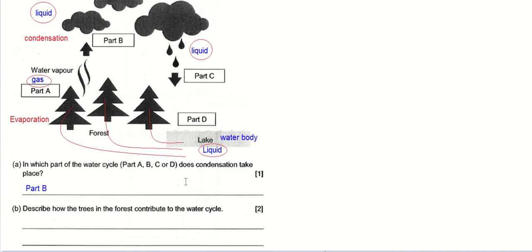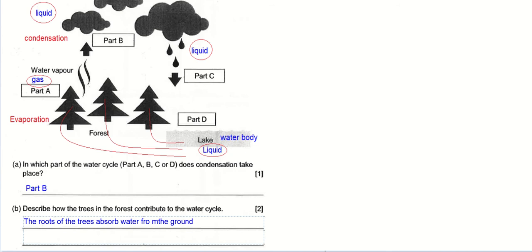Okay, so describe how the trees in the forest contribute to the water cycle. So how do the trees in the forest contribute? All right, so for the answer, remember whenever you describe, it means you have to do it step by step, right? So you say the roots of the trees absorb water from the ground. Okay, from the underground water, it is absorbed by the roots.